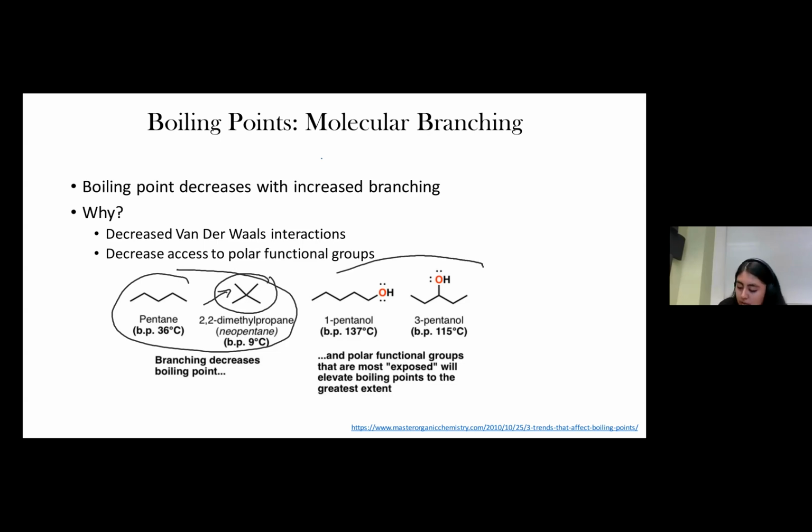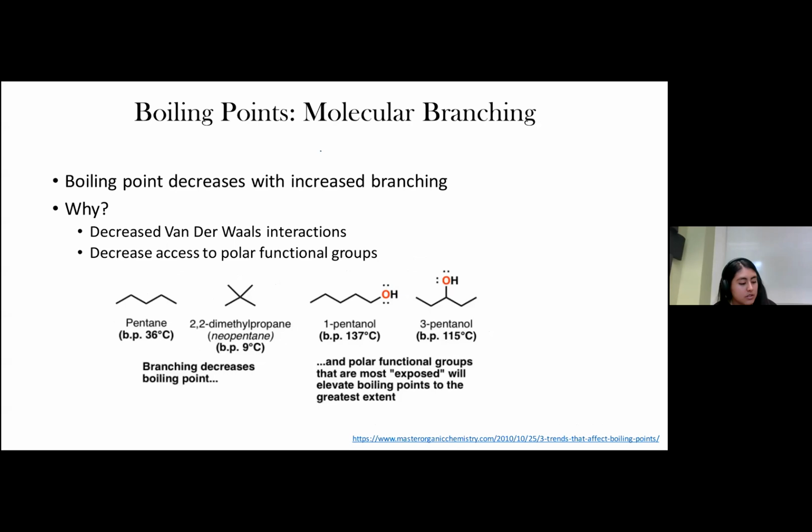Okay, and then just to quickly add the second point, when you increase branching, you decrease the access to functional groups. And I said functional groups are how molecules interact, such as hydrogen bonds, right? So there's less availability of space down here for a hydrogen bond as opposed to this one right here, if you look all around. So when you increase branches, there's decreased van der Waals interactions and decreased access to the polar functional groups. Are there any questions on this?